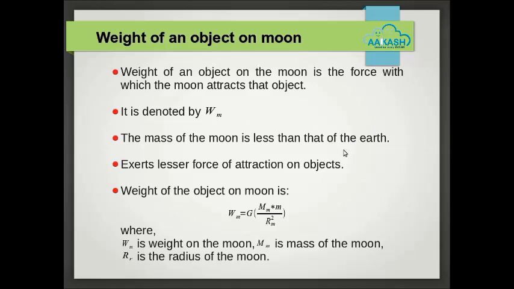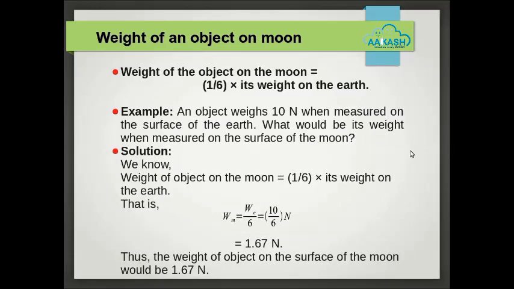The mass of the Moon is less than that of the Earth, hence it exerts lesser force of attraction on objects. Weight of the object on Moon is given by Wm equals G multiplied by capital M into m divided by r square, where Wm is weight on the Moon, M is mass of the Moon, and r is the radius of the Moon. The weight of an object on the Moon is 1/6 of its weight on the Earth.